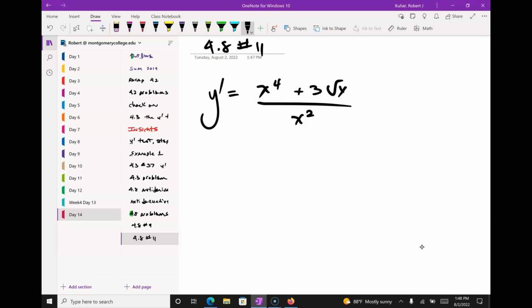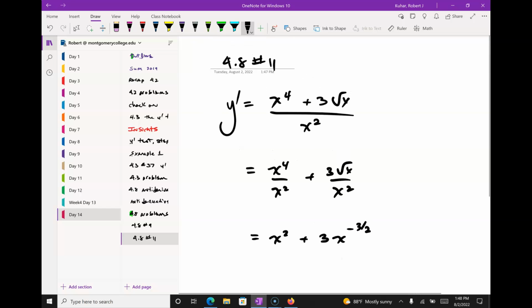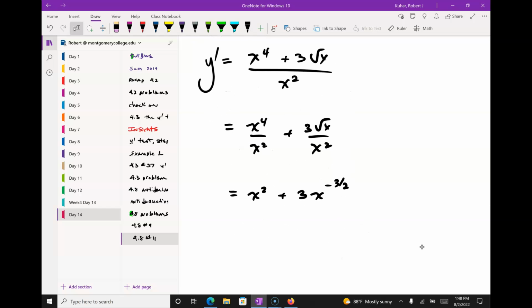This is a divide and conquer. When you see a multi-term numerator, you can probably divide and conquer. This gives me x to the 4th over x squared plus 3 square root of x over x squared, which is what? X squared plus 3 times x to the what? Negative 3/2. Good. What's the matter? You okay? Yep. Good. That's y prime.